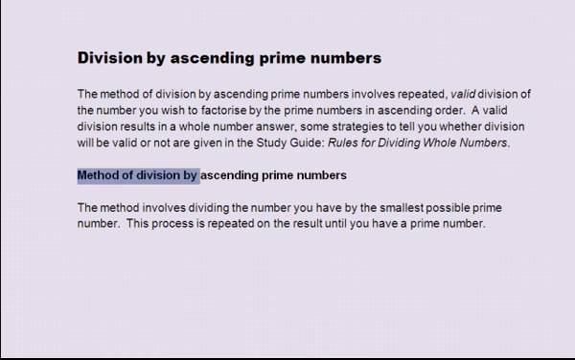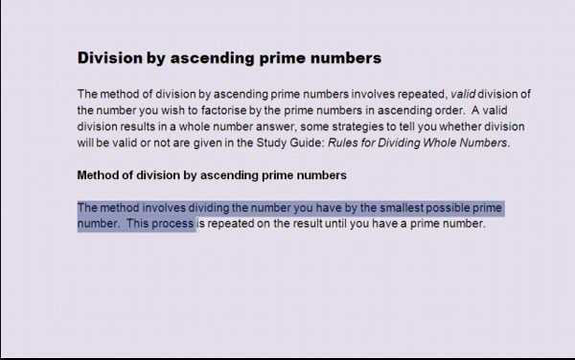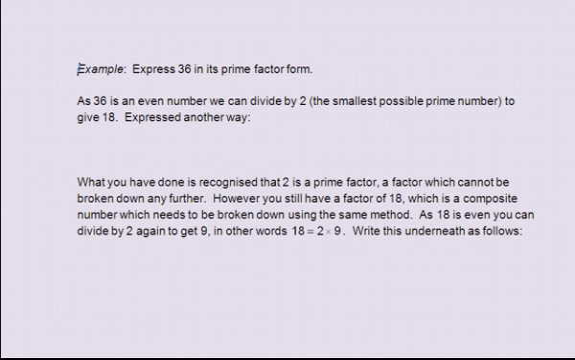Method of division by ascending prime numbers. The method involves dividing the number you have by the smallest possible prime number. This process is repeated on the result until you have a prime number. Let's do an example. Express 36 in its prime factor form. As 36 is an even number, we can divide by 2, the smallest possible prime number, to give 18.